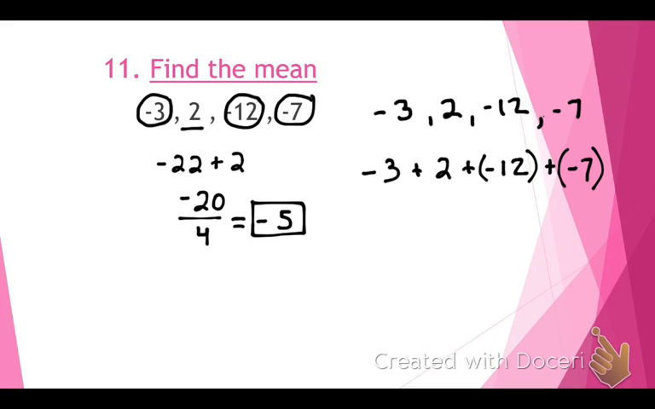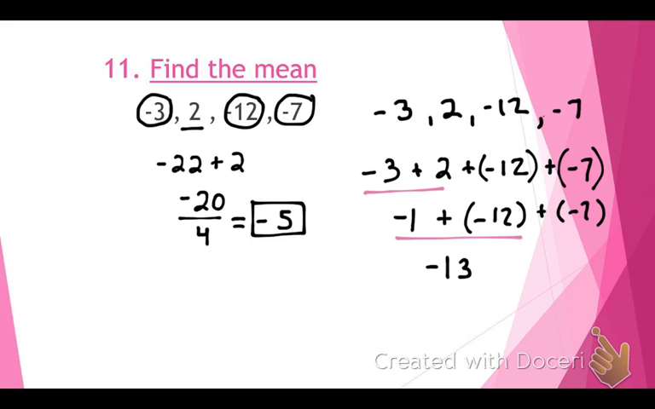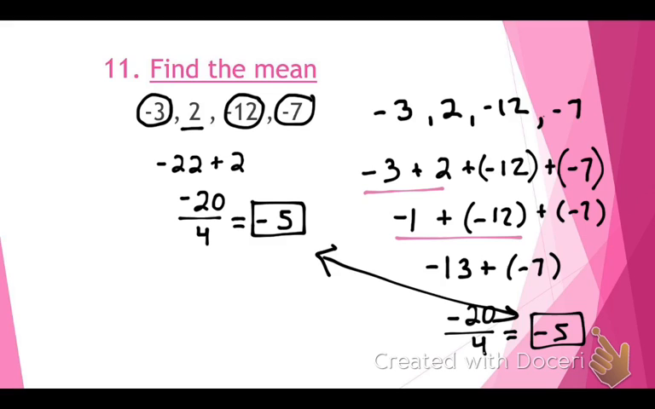Now we could have worked from left to right. If we did that, what's negative 3 plus 2? Negative 1, and then you just bring everything else down. Next, what's negative 1 plus negative 12? Negative 13, and then you bring down plus negative 7. Same sign or different sign? Same sign. Add the numbers, keep the sign. What do you get? Negative 20, and then we divide by how many numbers we have and get negative 5. Notice that these answers are exactly the same.